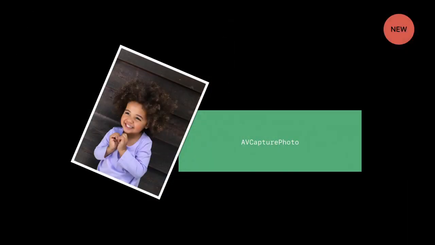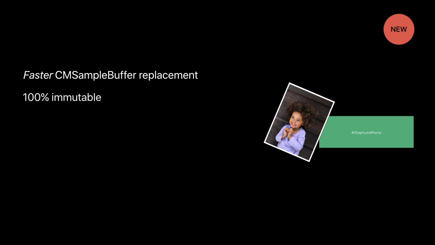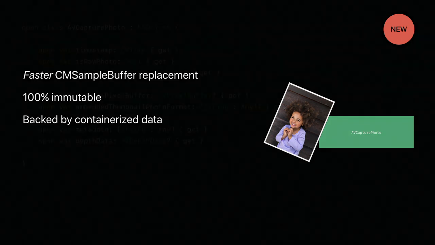So the answer to our quandary is to come up with a new, purpose-built, in-memory wrapper for image results, and we call that the AV Capture Photo. It's our drop-in replacement for CM sample buffer. It is, in fact, faster than CM sample buffer because we are able to optimize delivery of it across the process boundary from the media server, so you get even better performance than you did in iOS 10. It's 100% immutable, unlike the CM sample buffer, so that it's easier to share between code modules. It's also backed by containerized data. I'm going to talk more about that in a minute.